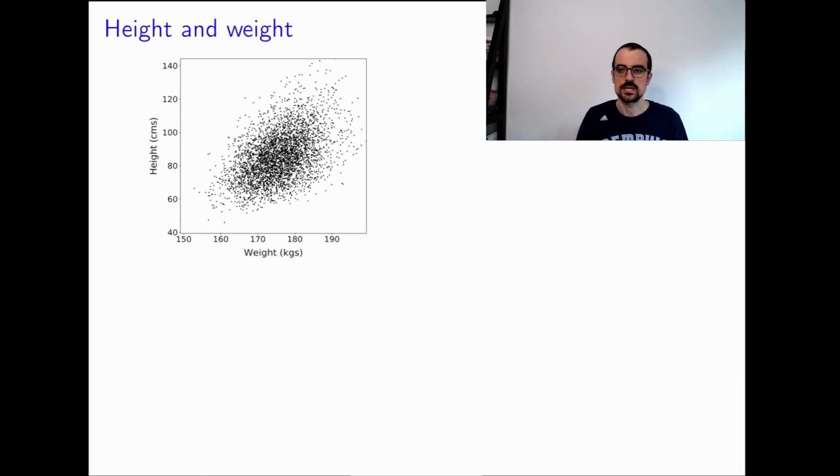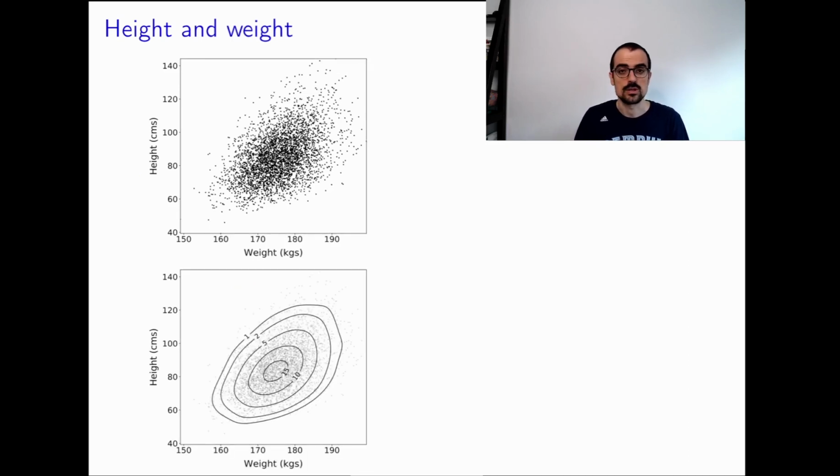Okay, so now let's look at some data. This is data from the US Army dataset that I found online, which contains the height and the weight of about 4,000 men in the US Army. Now we're going to first fit this with KDE, a non-parametric estimator of the density. And this is how the contour lines look. And now we're going to fit a Gaussian.